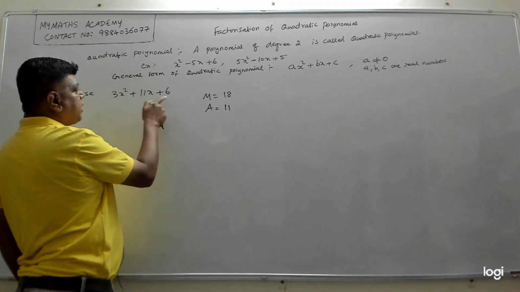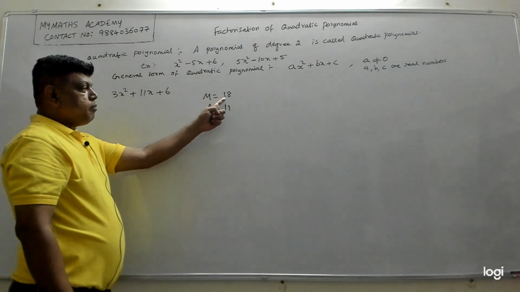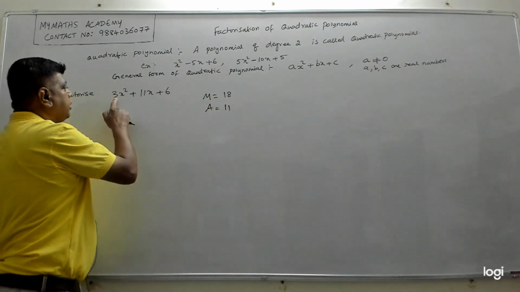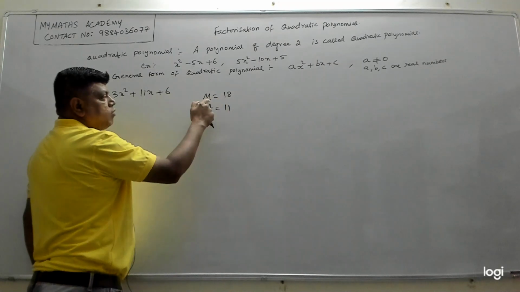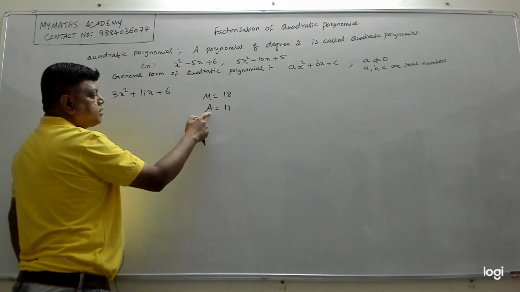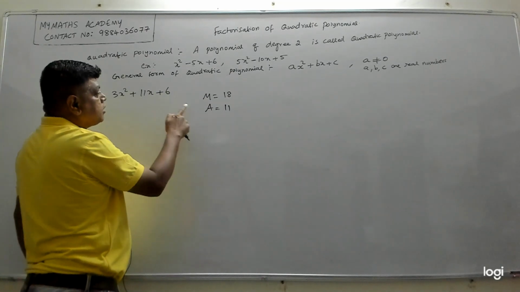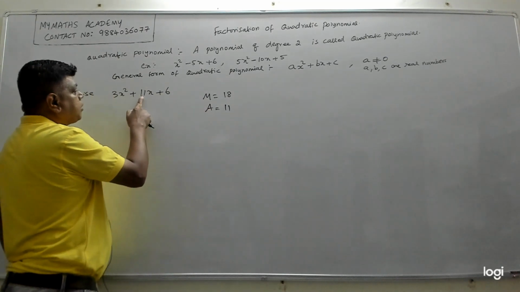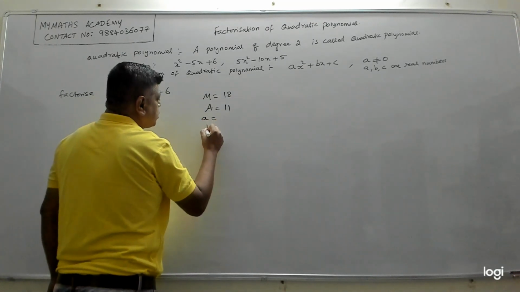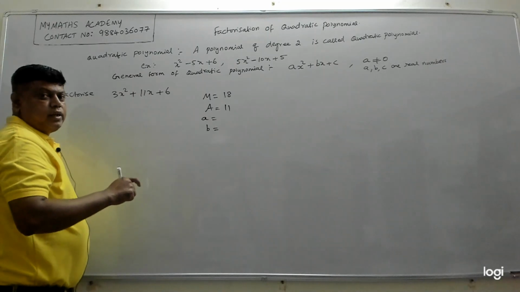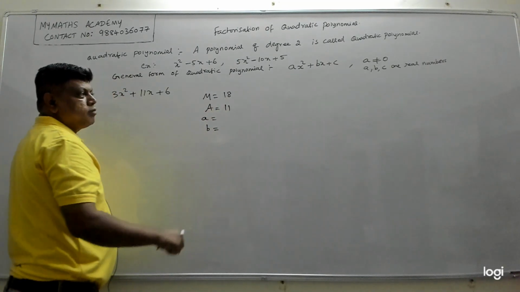Don't worry about the sign here. Just write only the numbers without sign. So how did I find m? 3 into 6 is 18. Then m equal to, always we will put multiply equal to, and addition case. How am I saying addition case? Because it is plus. So if I add two numbers I should get this number. What is this? 11. So which means I should find two numbers, small a equal to and small b equal to, such that when I multiply the two numbers I should get 18, and the same two numbers if I add I should get 11.